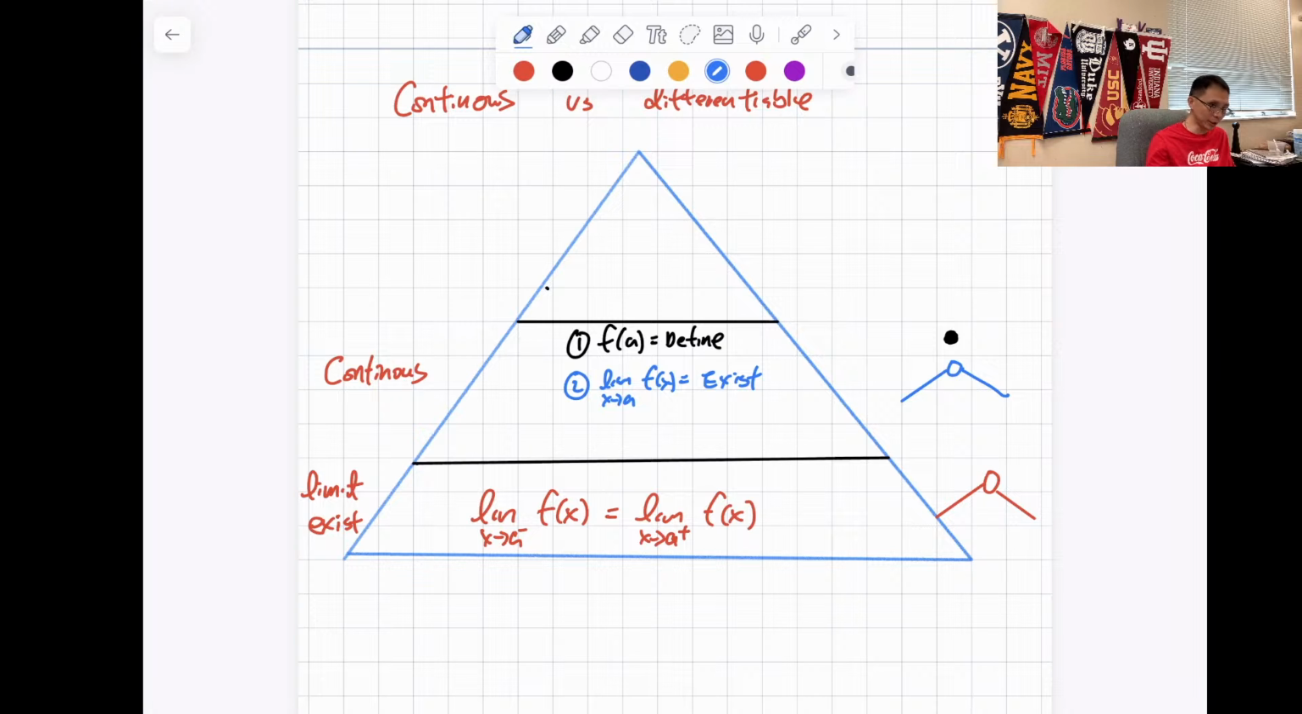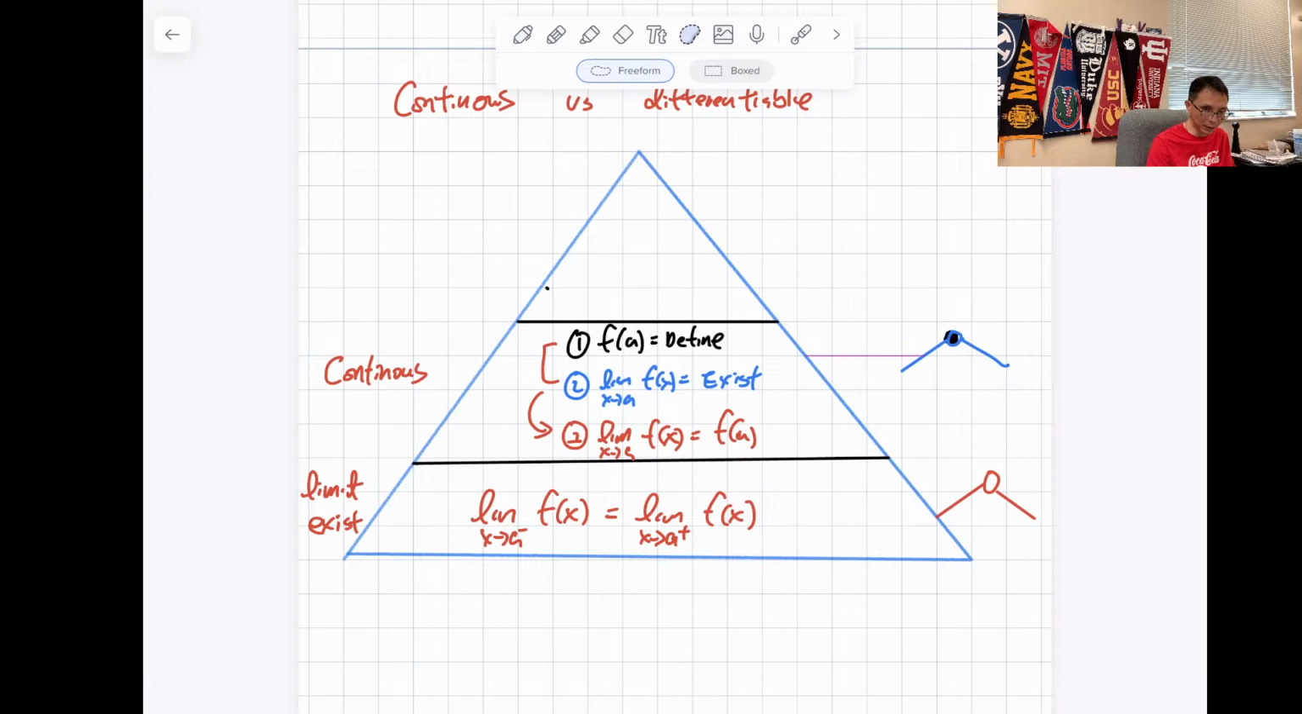What is the third condition? What did Amira say? Well, it's actually the limit as x approaches a of f of x must equal f of a. So the first one must equal the second one. That makes this graph go and move up to here and say, okay, now it's continuous because I fill in the circle, and that's this.